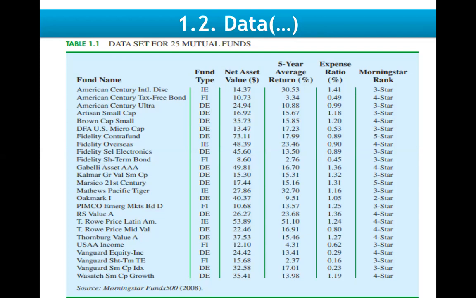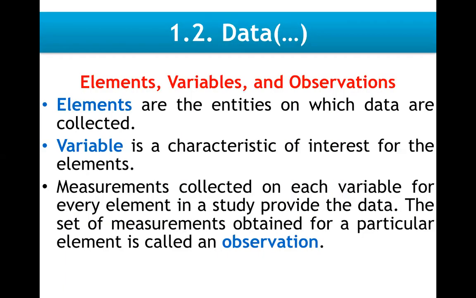This is what we mean by an element. Element or individual, they are both interchangeable terms. You can sometimes come across individual, you can sometimes come across element, but just remember they are the same. A variable is a characteristic of interest for the element.